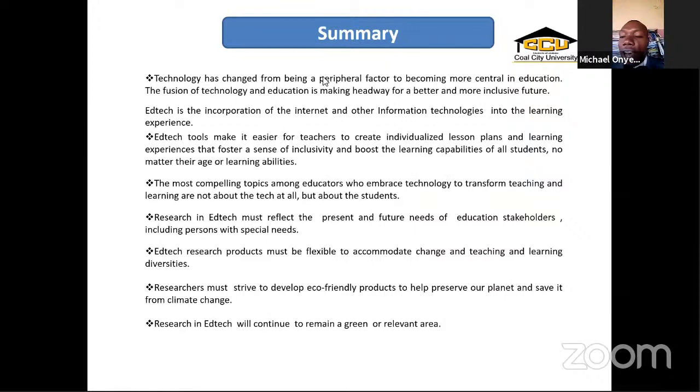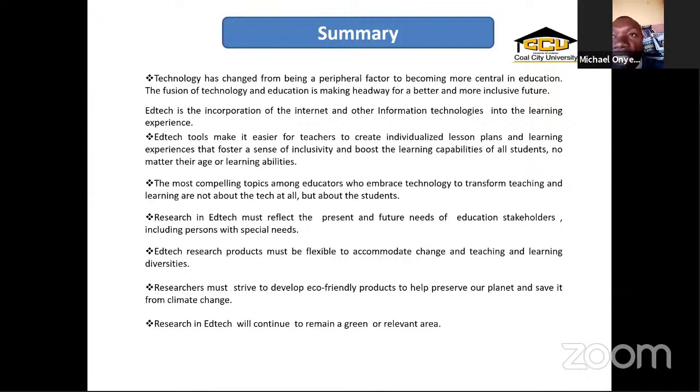Okay, thank you. From my summary here, number one, I said that technology has changed from being a peripheral factor to becoming more central in education. The fusion of technology and education is making headway for a better and more inclusive future. What am I saying? Gone are the days when you think of technology as peripheral, something that can be attached. No, technology is key now. It's a key component of education.